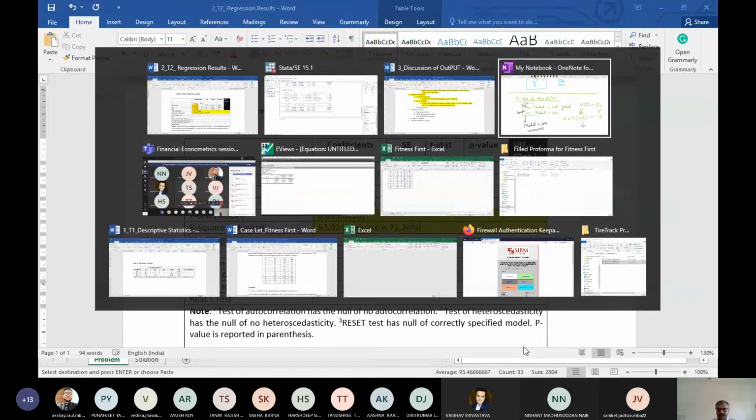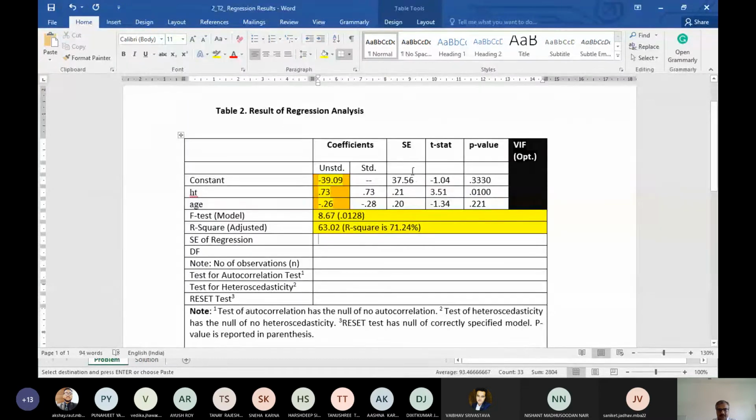So I was talking about SE. When I was discussing, I said standard error. Standard error is the error in estimation of these coefficients. But it is not relative. It is absolute. So it can't be compared as such.